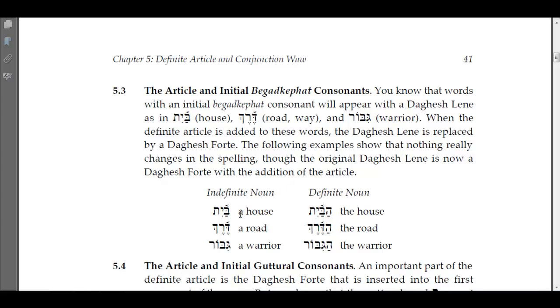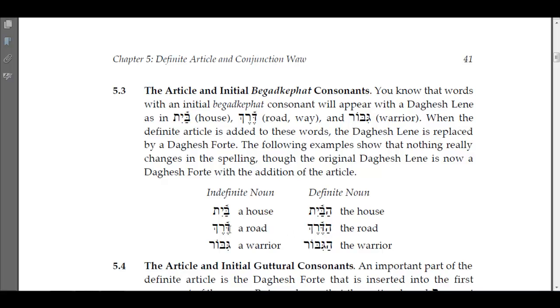You have bayit for house. You have habbayit, with two B's. Remember, the dagesh forte produces two B's and a hard sound, so phonetically you would write that out as two B's. And so you have the hey, the patach, and the doubling of the first letter of the noun. Same thing with derek.